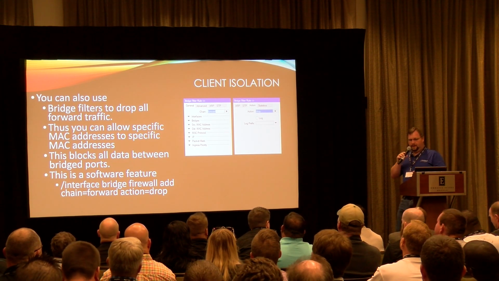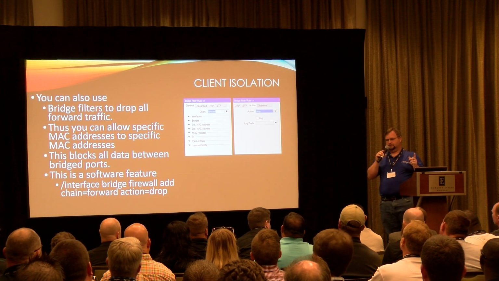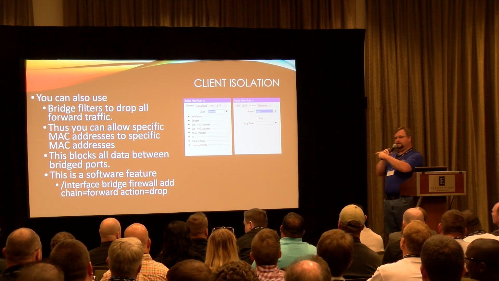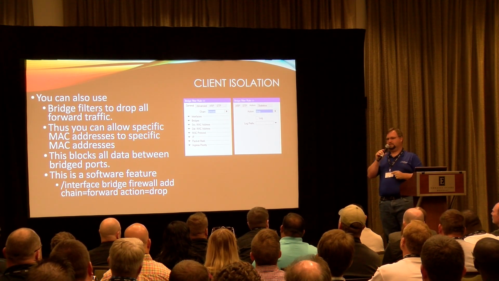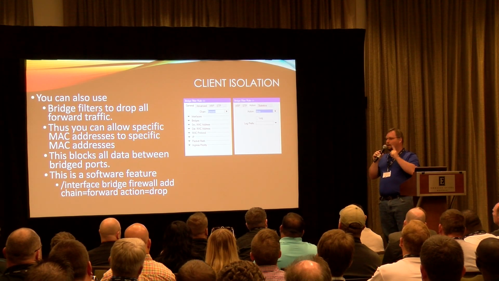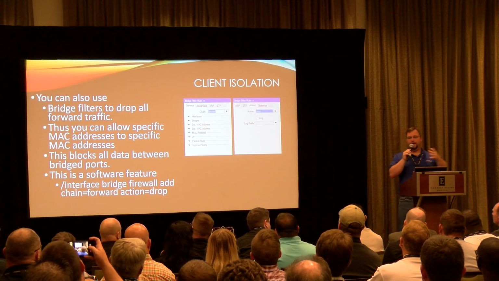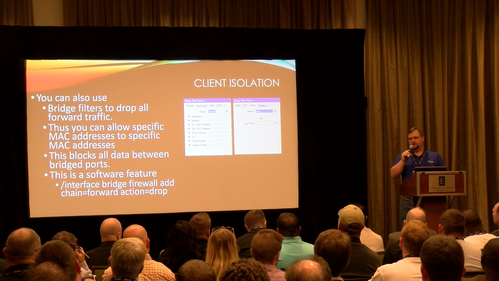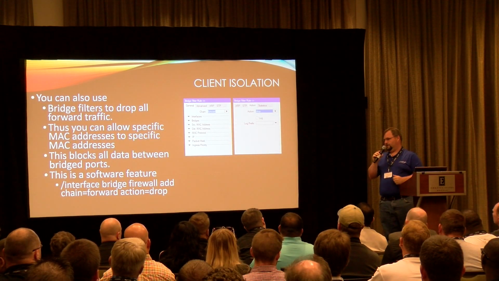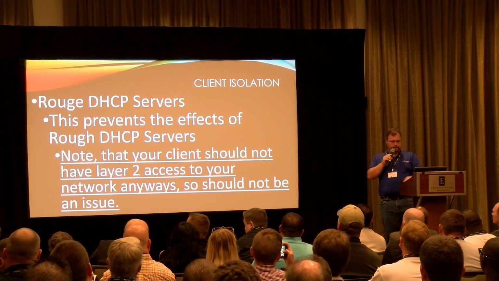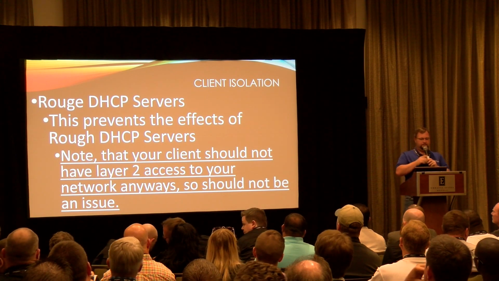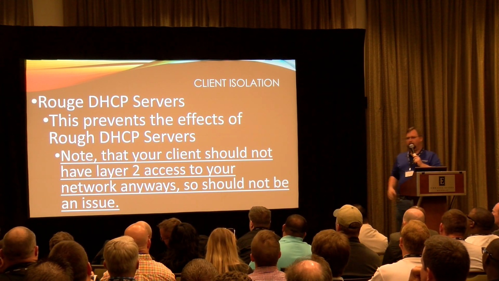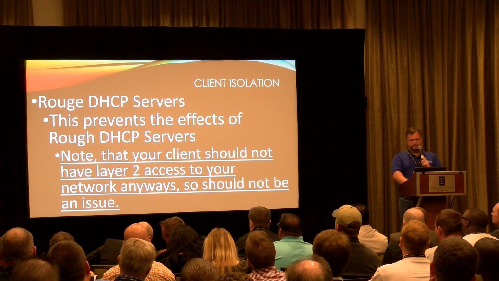How many people have rogue DHCP server issues? If you do this, you will never have a rogue DHCP server, because the client should only be able to see one ARP entry, and that ARP entry is of your router. So if you have rogue DHCP servers, client isolation solves that.